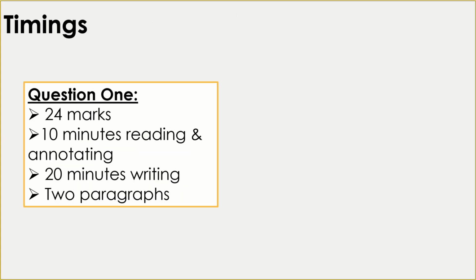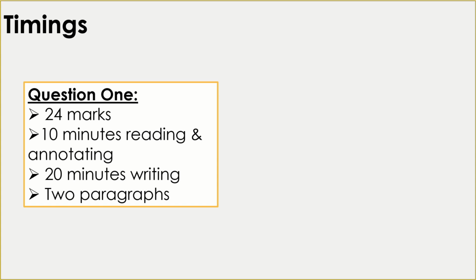Now, in terms of timings, this exam paper is 2 hours and 15 minutes long. There are 3 sections, so 45 minutes per section. This means we have 45 minutes to complete this unseen poetry question and the unseen comparison question. So I advise my students to time it like this.